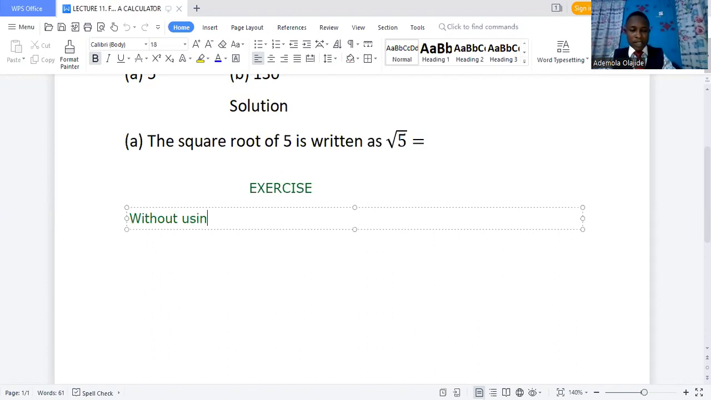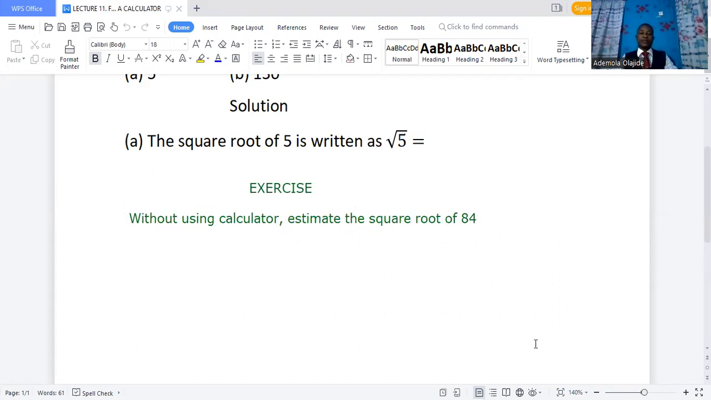Without using calculator, estimate the square root of 84.